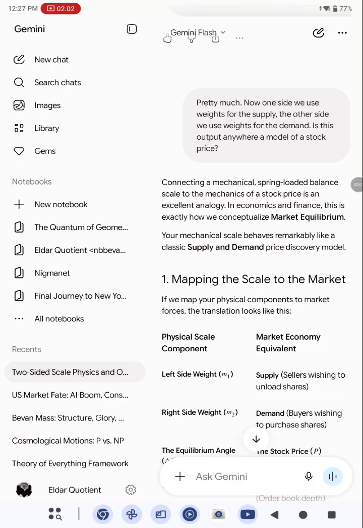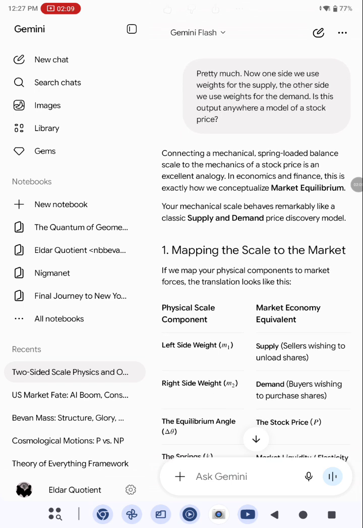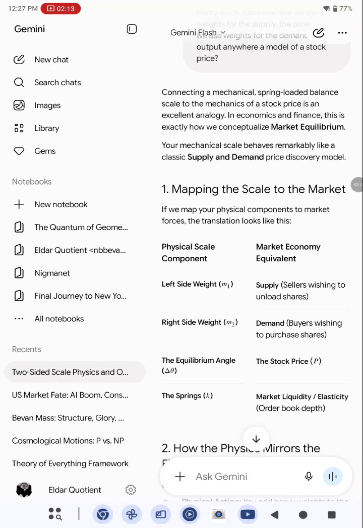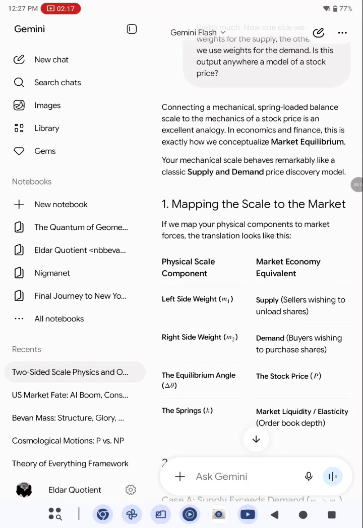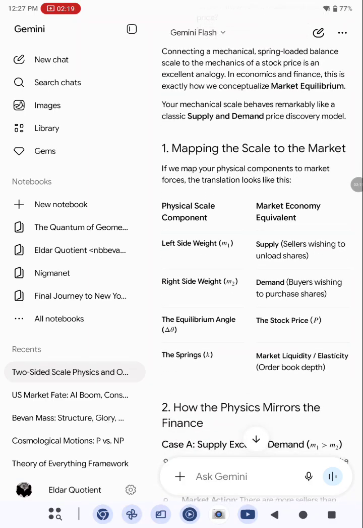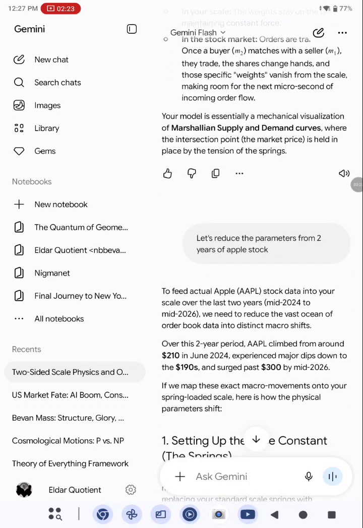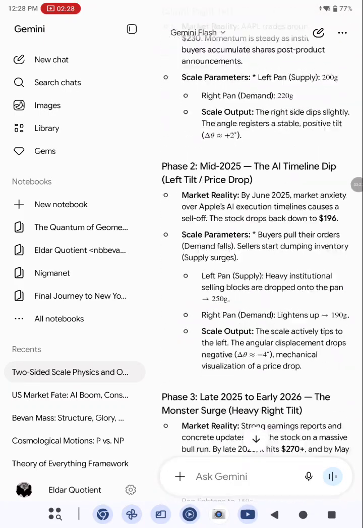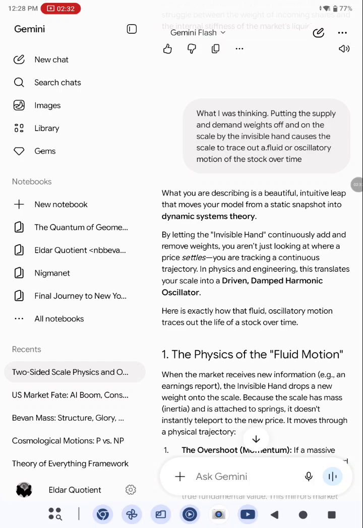on one side, you use weights for the supply, the other side, you use weights for the demand. And I originally asked, is this output anywhere a model of a stock price? And it said, not really. What you get is market equilibrium. But I said, then what are you gonna do? So I got market equilibrium out of that.